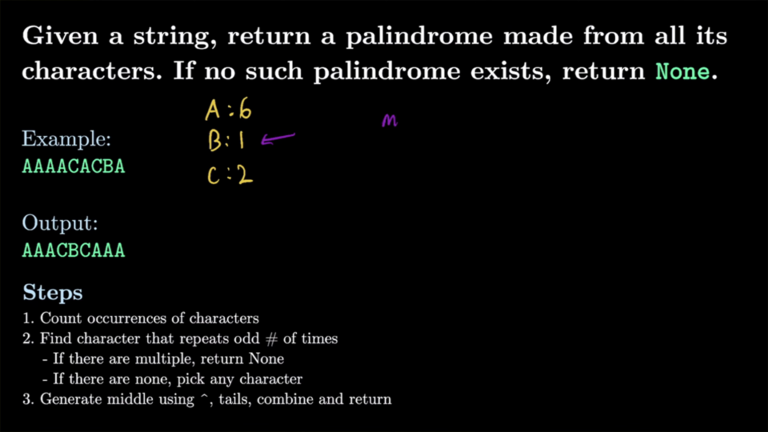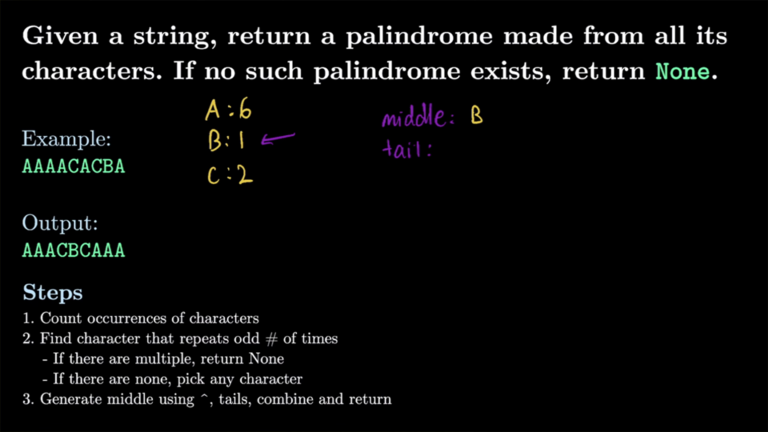So we say that middle is going to be just the letter B repeated that many number of times. We only have one B, so we're only going to put one B here. So the middle is B. Next we need to create our tail. Now that we've used this middle, we don't need to look at B anymore, so we'll just look at A and C.